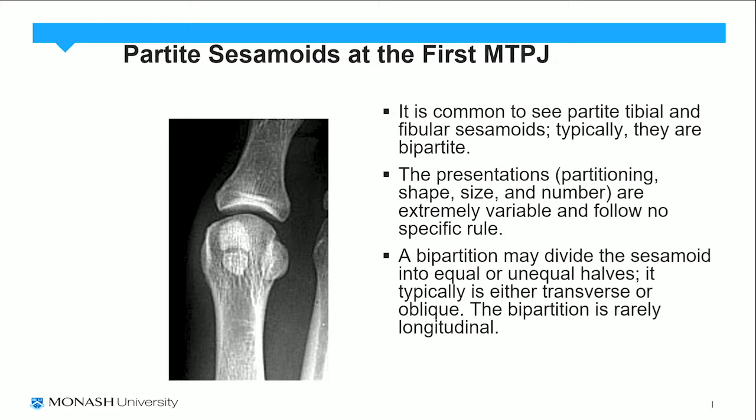Sesamoids can also be partite. Very common, of course, is sesamoids at the first metatarsophalangeal joint. The presentations, therefore, can vary. They can vary in shape and size and number, and they do not follow any specific rules. Bipartition may divide the sesamoid either into equal or unequal halves. It typically is either transverse or oblique. Very rarely a bipartition would be longitudinal. So if you look here, you can see that you have bipartition where one piece of the bone is much bigger than the other, but you can see that the margins are very well corticated.